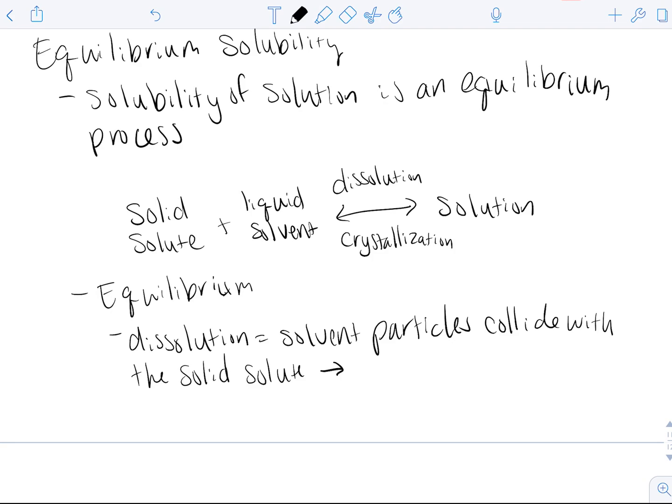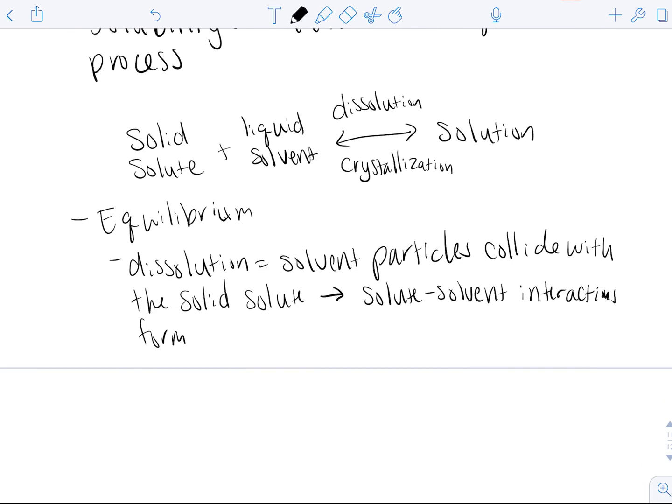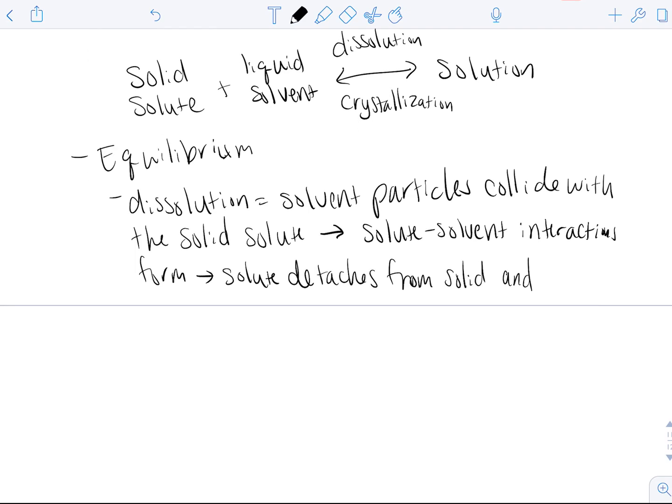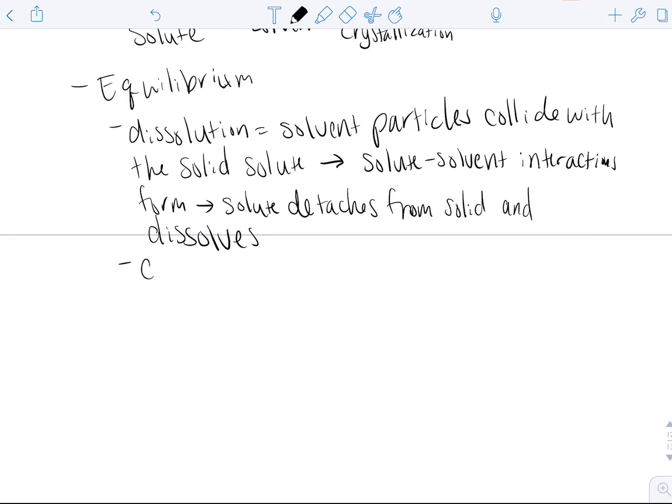Okay. If we have a saturated solution, that's when we're at equilibrium. Okay, so we can't add in any more solute. So it can't dissolve anymore. It will just precipitate out. Okay, so we have our max amount of solute.